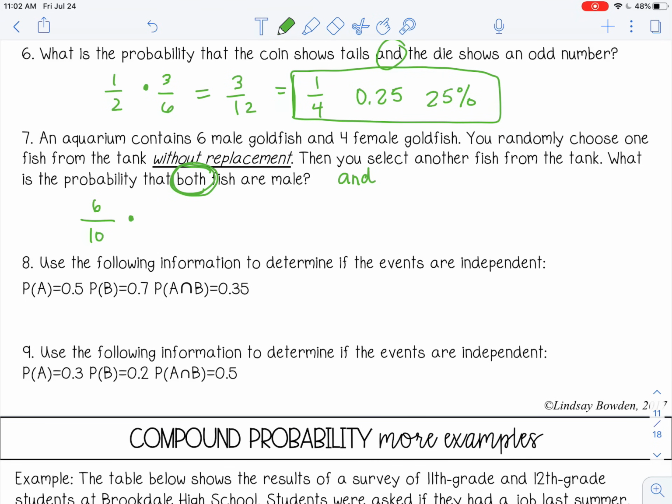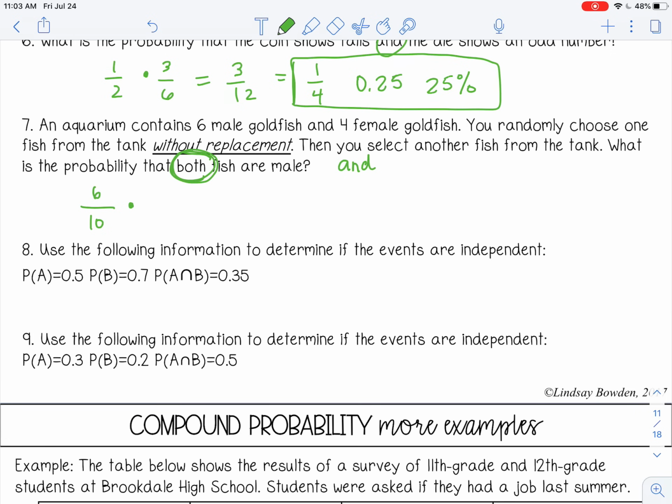Now, we took one fish out, but we did not put it back in. We put it in another fish tank so it didn't die. The next time we choose a fish, because we took one male out, now there are only 5 males left. And we took one out, so there's only 9 fish total. So the probability has changed for the second fraction.